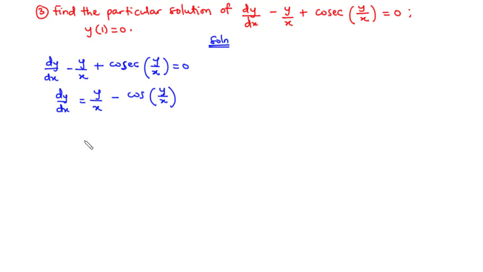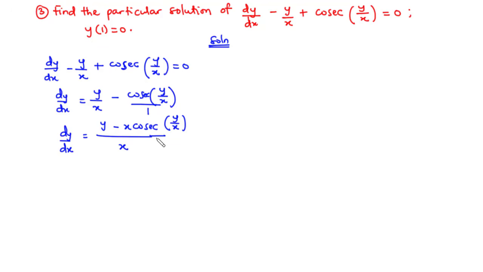Now at this point, let's try to find the LCM between x and then 1. So the LCM is x. x divided by x is 1 times y is y, minus x divided by 1 is x, then we have x times the whole of this, so notice that this is cosec, so it becomes x cosec of y over x, so that is equal to dy dx.